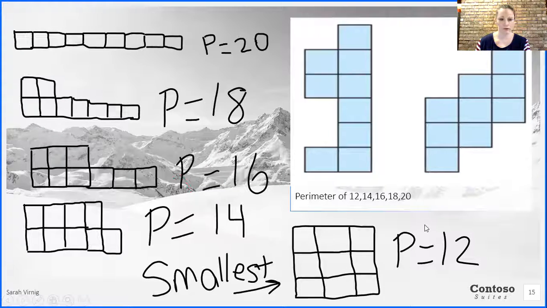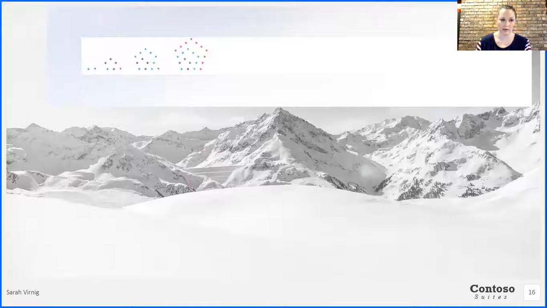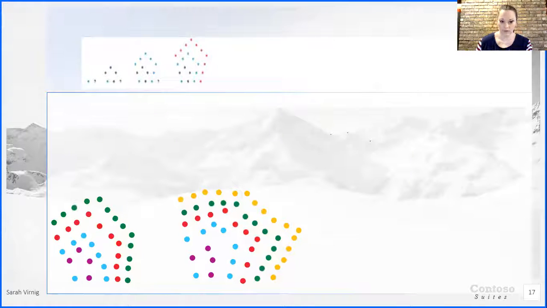Okay, on to number 3. Number 3, it's a little trickier. We have a sequence of dot patterns, and we need to draw 2 more. So here's my drawings of an additional 2. Yours should look something similar, and I just alternated the colors as we add on another layer.